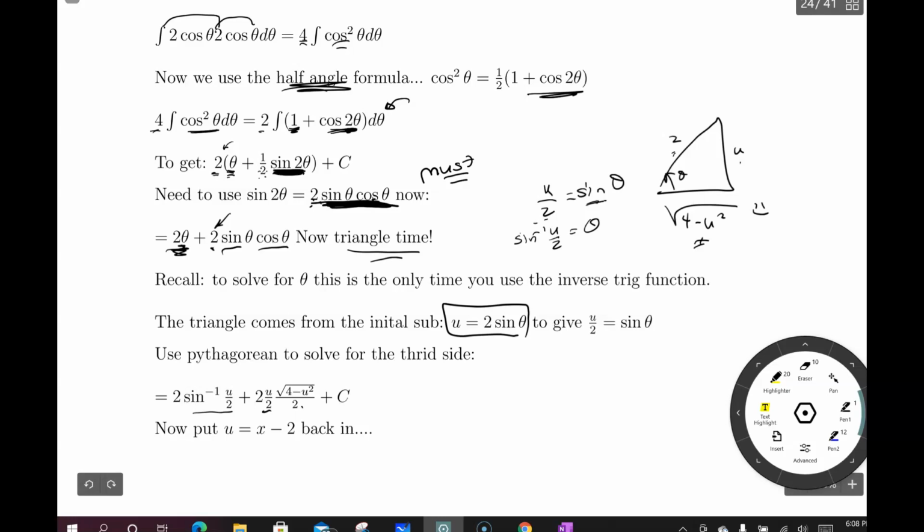And then I just didn't write the last step of putting the x's back in, right? So that would be 2 inverse sine, and so I would put in the x minus 2 over 2 plus, and let's cancel these 2's, so I would have x minus 2 times the square root of 4 minus x minus 2 squared over 2, plus c, and then you'd be done.